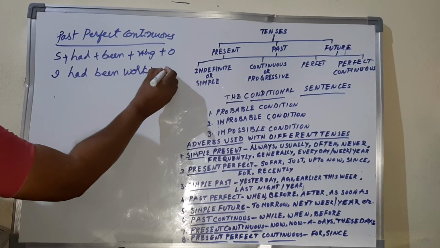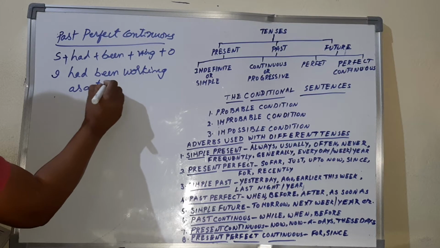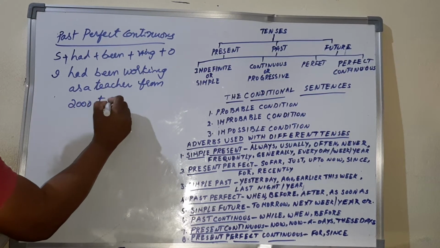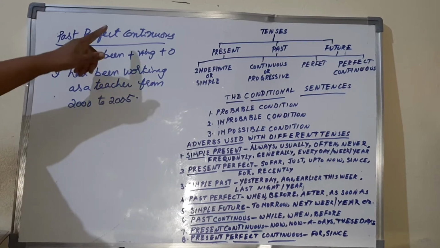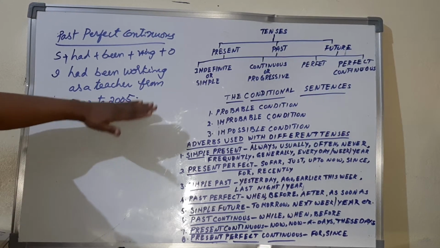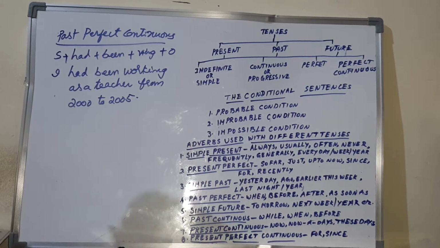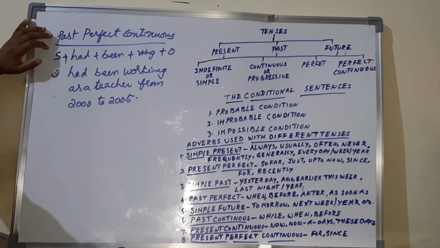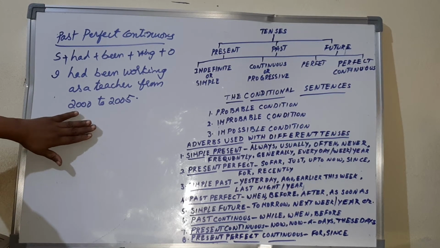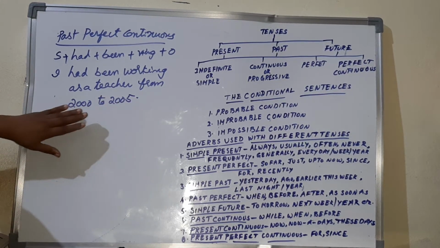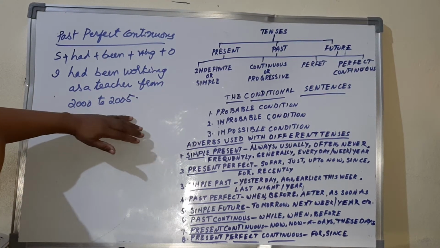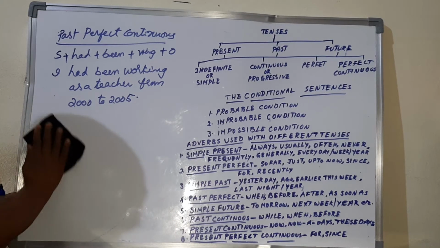as a teacher from 2002 to 2005. Along with the past perfect continuous, we have to mention the span of the time, from and to. We have to mention the from time and the to time along with past perfect continuous.